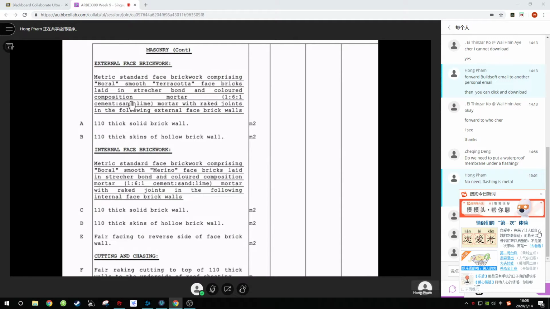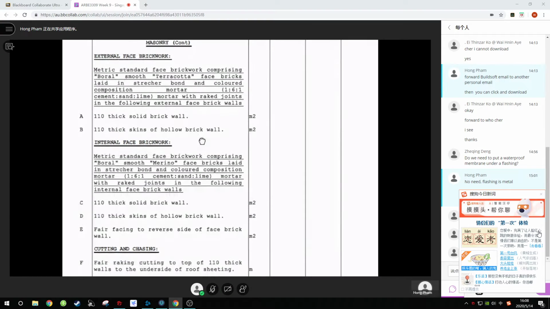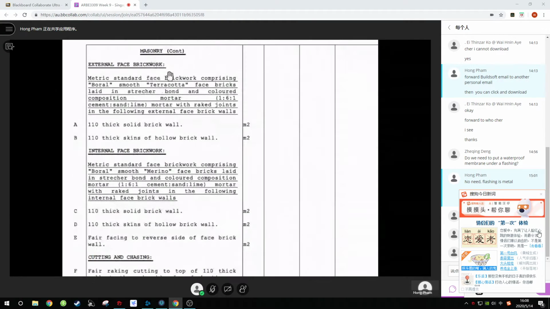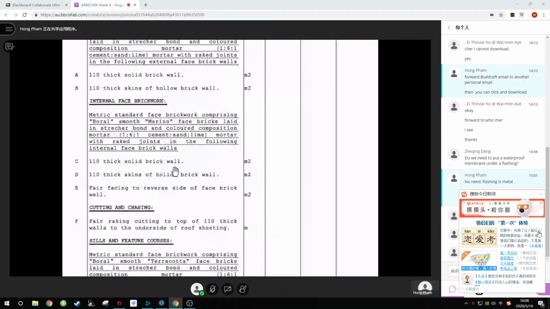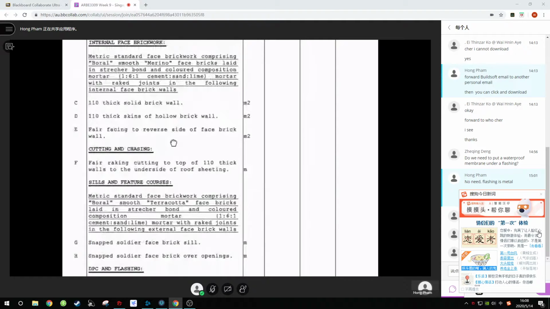You have the common descriptions: the type of brick, the mortar joints, the bond, remember, M3, M4, and we have the thickness, the solid, and the skin of hollow wall. This is the way we apply it for all sorts of BOQ items for masonry. Okay, so in external face brick, internal face brick. After these are all the walls, we are done.